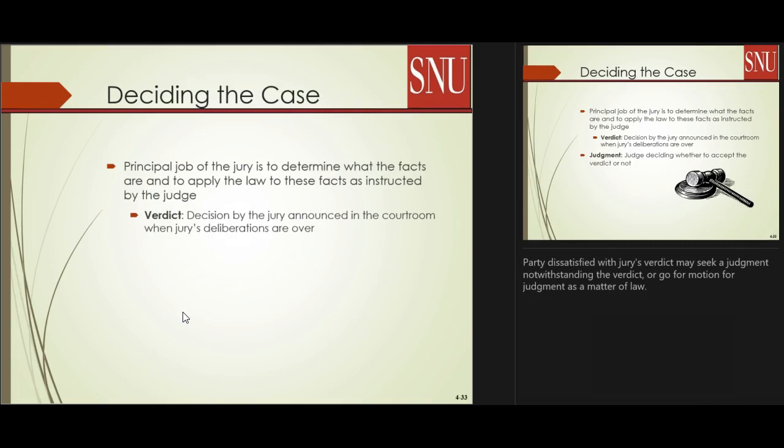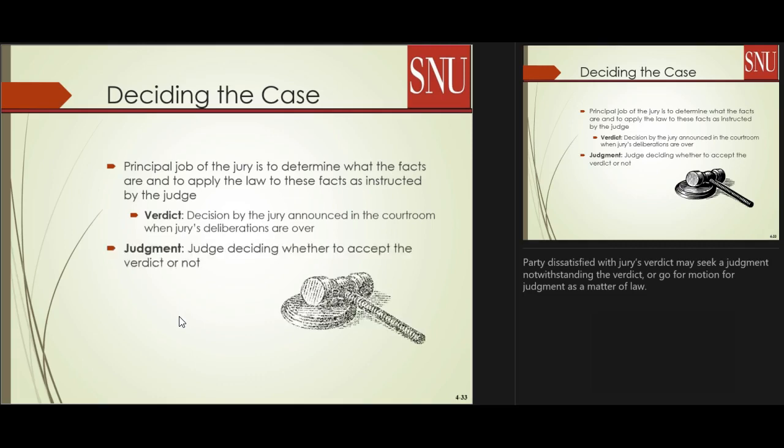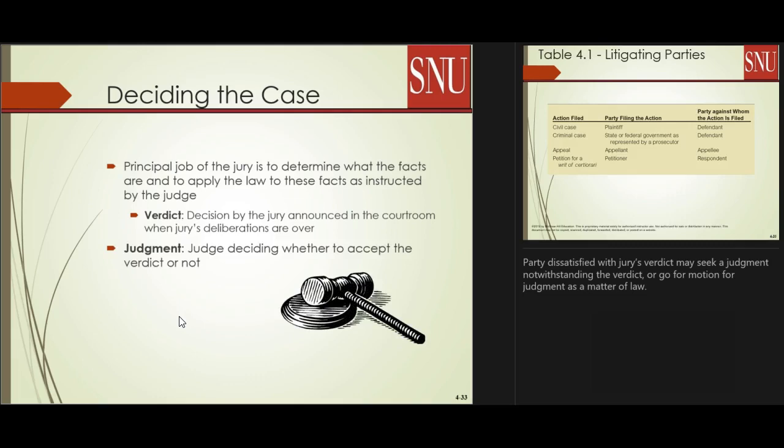Deciding the case, the principal job of the jury is to determine the facts of the case. One party will say this happened, the other party will say something else happened. The jury is to look at all the evidence, listen to the witnesses, and come up with a decision as to who is telling the truth and who is not. The decision of the jury is announced in the courtroom when the jury deliberations are over. They do not have to give any explanation or justification. They just give their actual verdict.